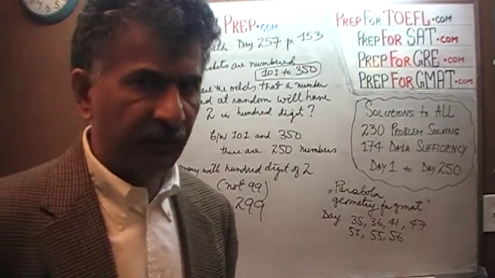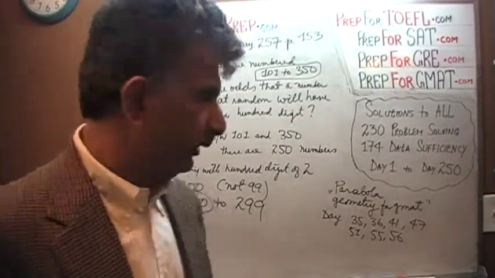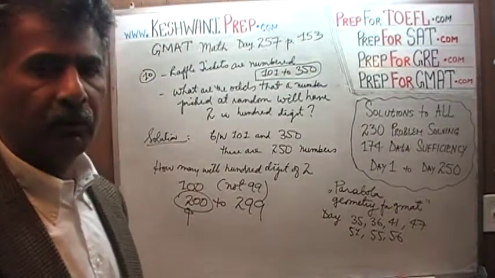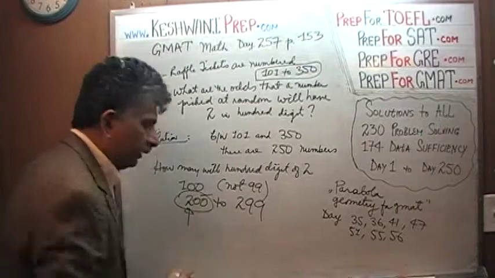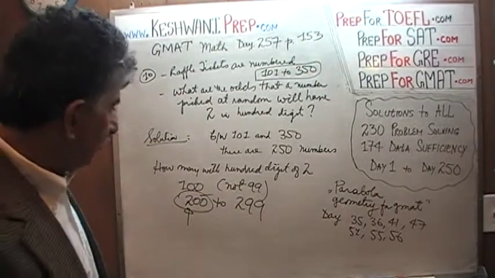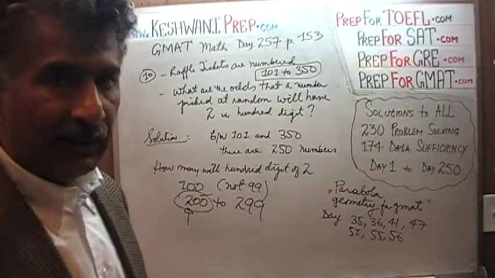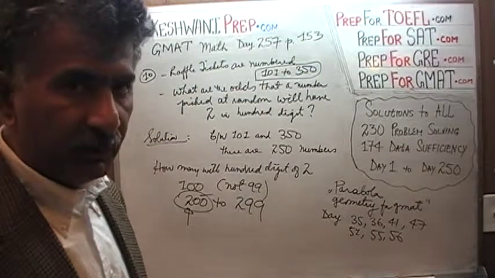The question is not difficult, it's just you have to pay attention, that's all it is. They just want to see if you're concentrating. The question is actually pretty straightforward. So we start from 200, not 201. From 200 to 299, there are 100 numbers with the 100 digit of 2.